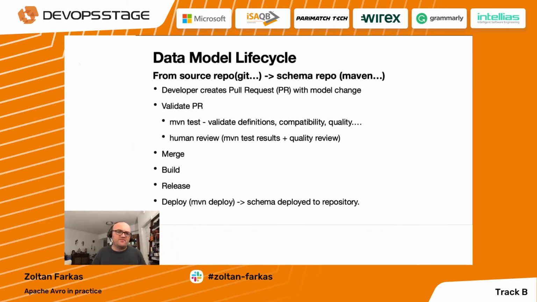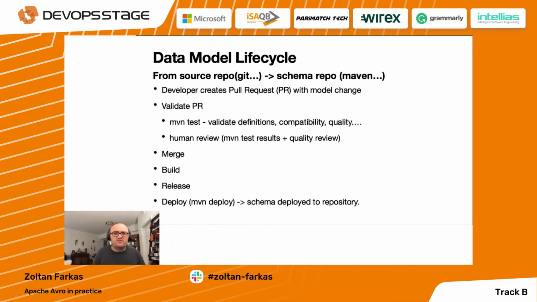To recap the previous few slides, Git and Maven enable us to implement a source repo to schema repo workflow. Here is what the process looks like. To implement a new schema or a schema change, a developer will create a branch with his changes, push the changes to the main Git repo, and then create a pull request. On pull requests, mvn test will be executed automatically and will validate compatibility and quality of your changes.